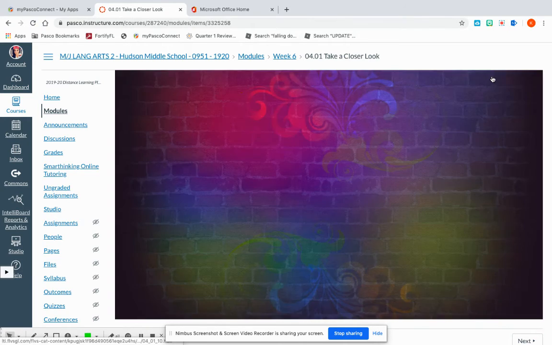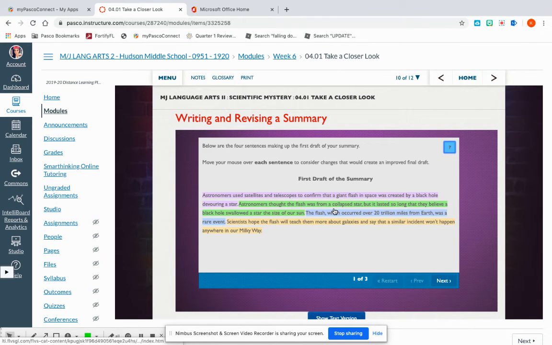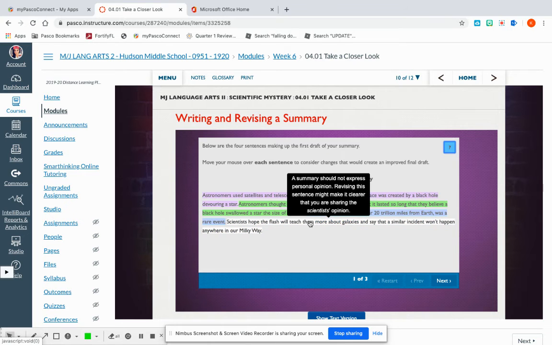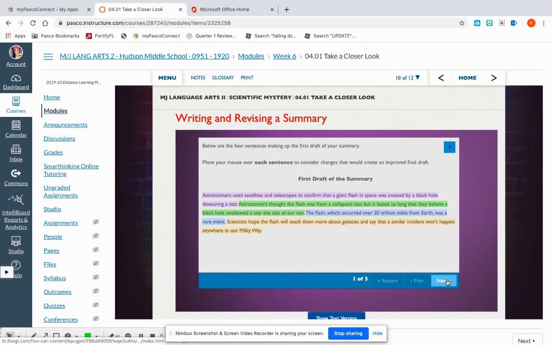Okay. This is going to be an interactive slide. It's going to show you examples of a summary. So here's the first draft, here's what they made it, but they didn't start out with the author's name or the title. Okay. So here is their revision.